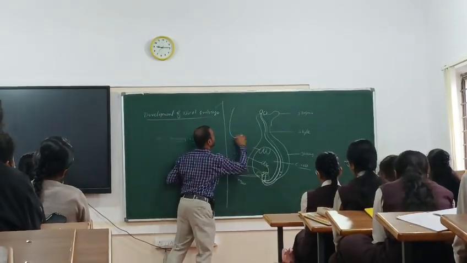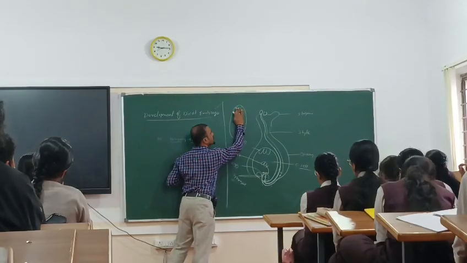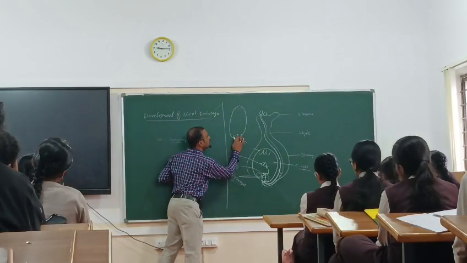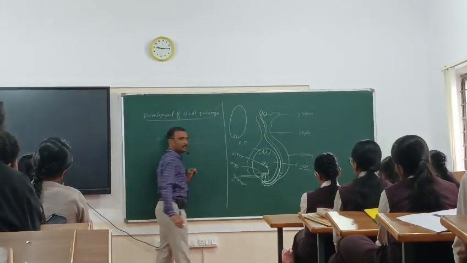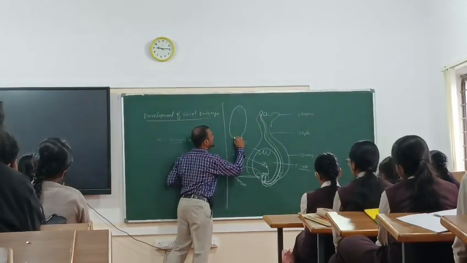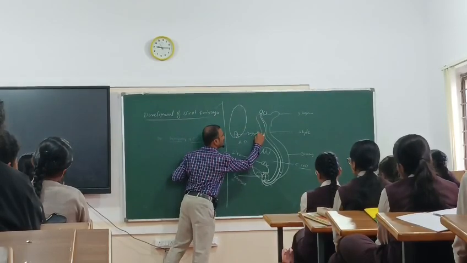Right. So now, for example, here the 3 antipodals are there. Now the 3 antipodals are degenerated. Right? Next here, out of 3, 2 synergids will be degenerated. Right? What will remain? X. It means fertilization is already occurring. It means what? Zygote.